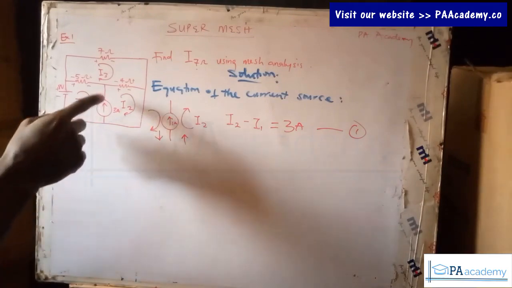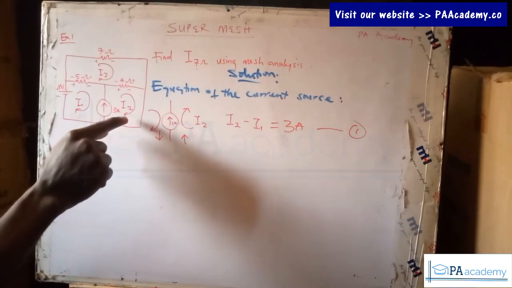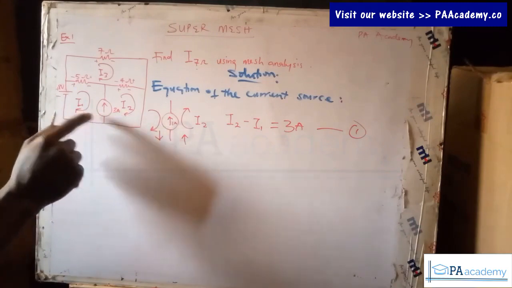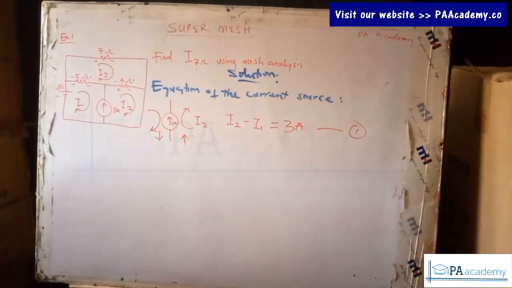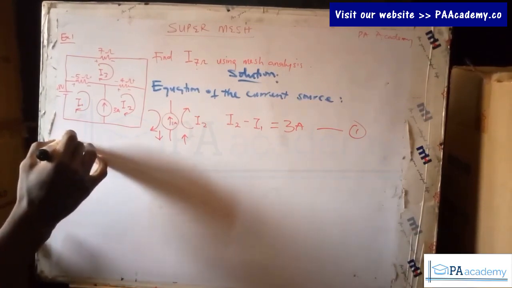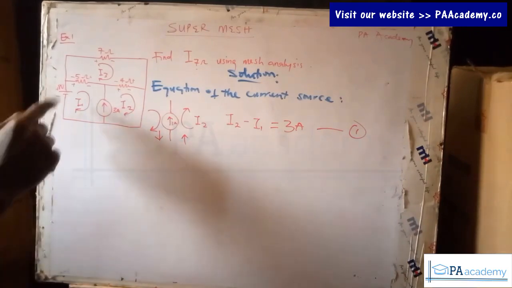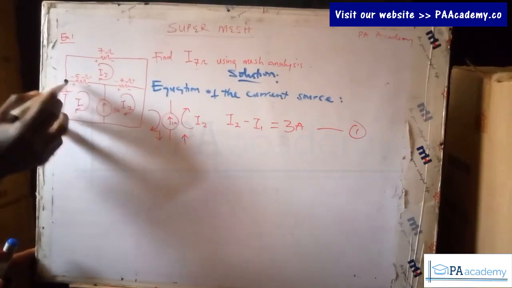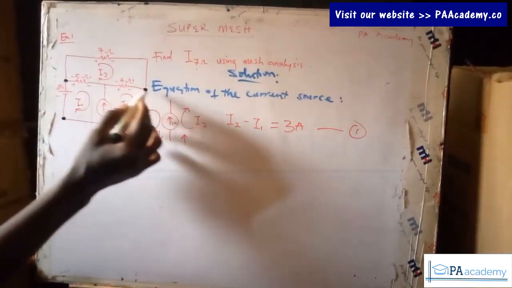What it means is that since we've been told that the current here is 3 amperes, by the time we subtract the value of I1 from I2, it gives us 3, and that is what we're having here. So we've gotten our equation 1. The next thing is for us to draw our super mesh. Let me see if my black marker is working fine. Remember the super mesh is from this node straight here. You can see this node, that is our super mesh.